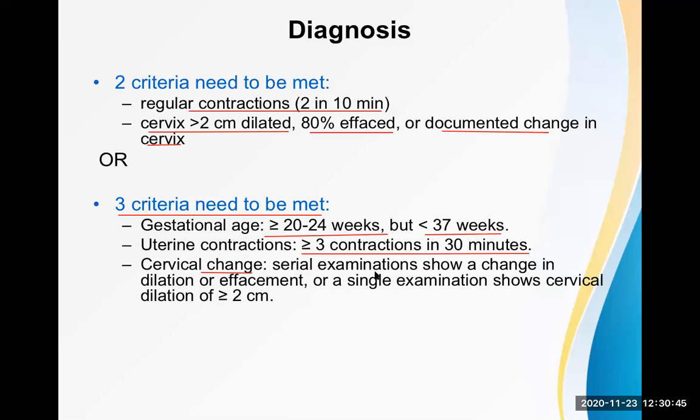So what type of change? We have to do serial examination of the cervix to see a change in dilation or effacement, or a single examination shows cervical dilation of more than or equal to 2 centimeters. So it is a similar type of criteria here, but because of the longer duration, the 3 criteria are needed in this situation. Anyway, if these are present, we can strongly believe the lady is in preterm labor. Let's move on.